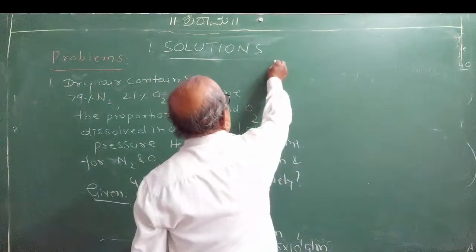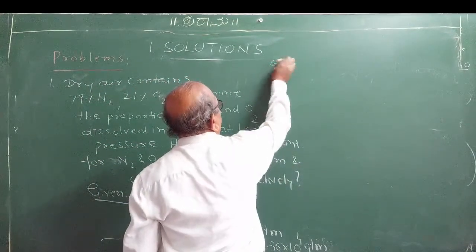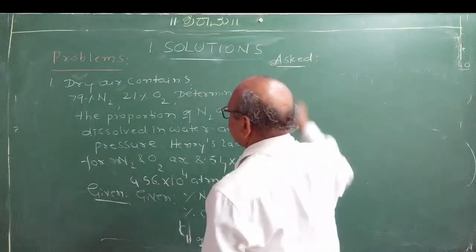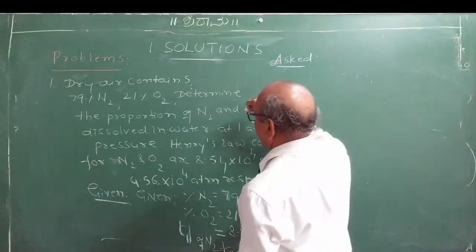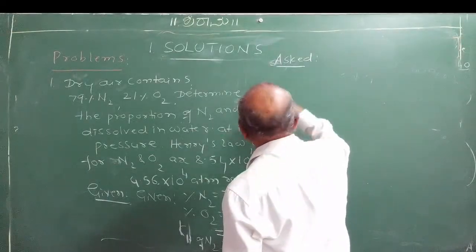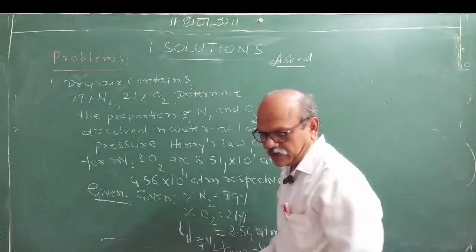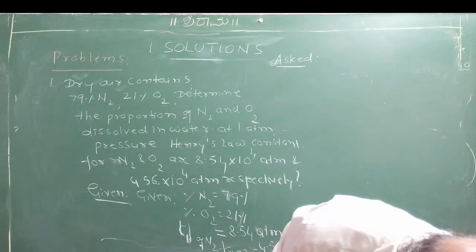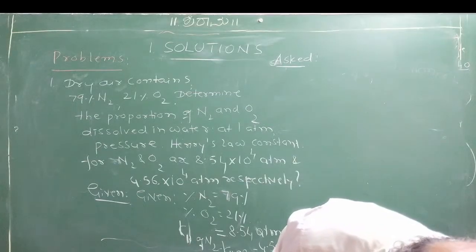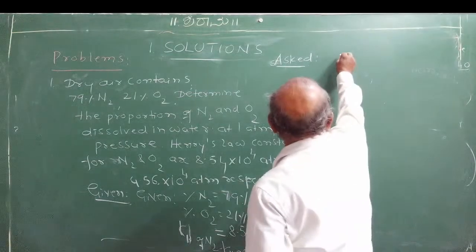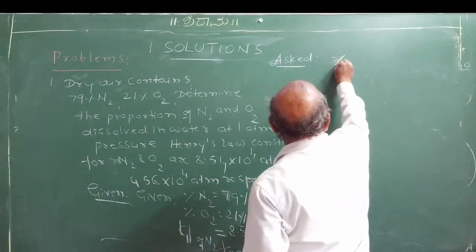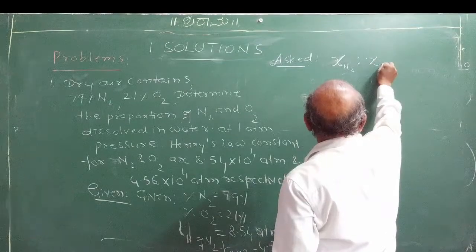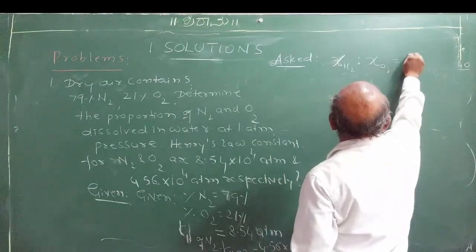Now, what is the solution? What are you asked to find out? Proportion of nitrogen and oxygen dissolved. Proportion of nitrogen and oxygen dissolved is the mole fraction of nitrogen to the mole fraction of oxygen. You have to find that out.